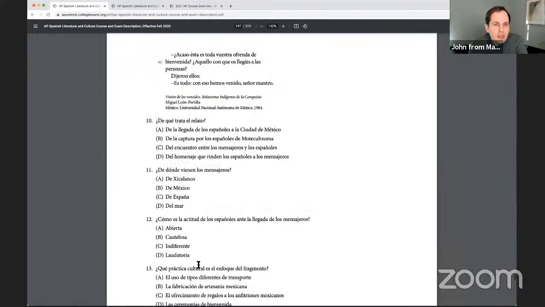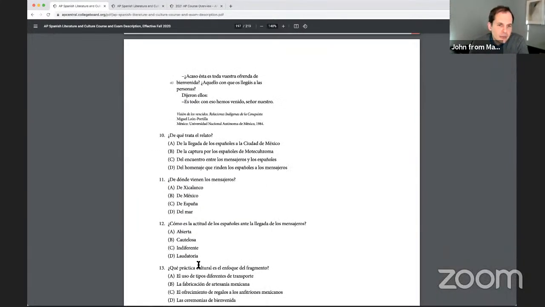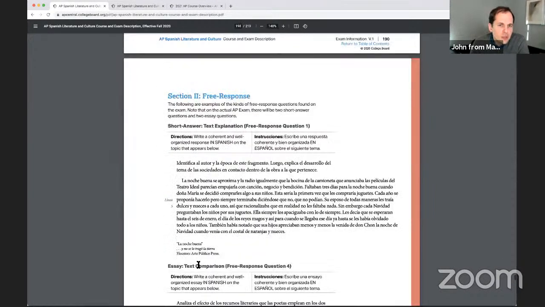Here's another example. ¿De qué trata el relato? ¿De dónde vienen los mensajeros? Those are questions that you can, some of which are just basic plot.